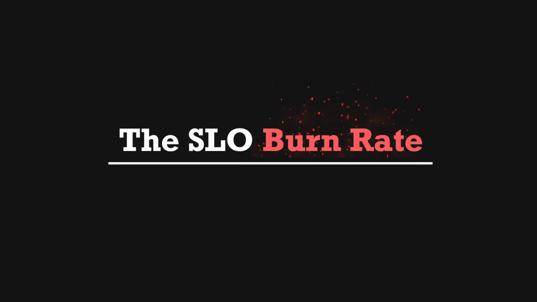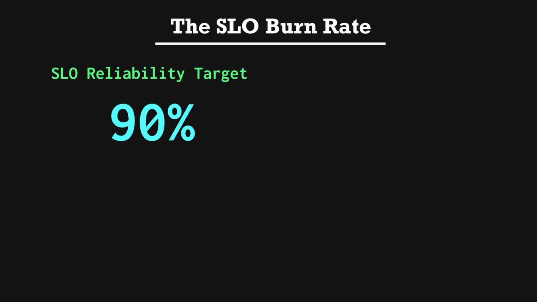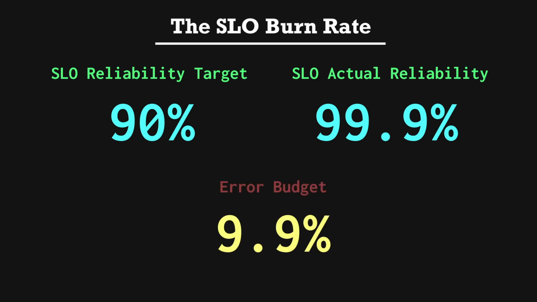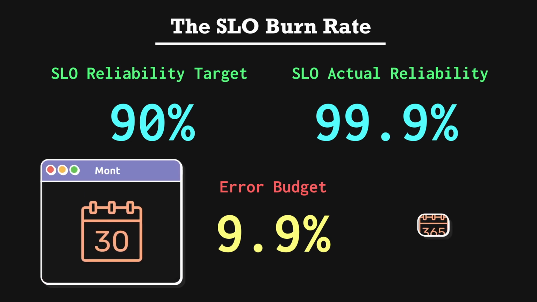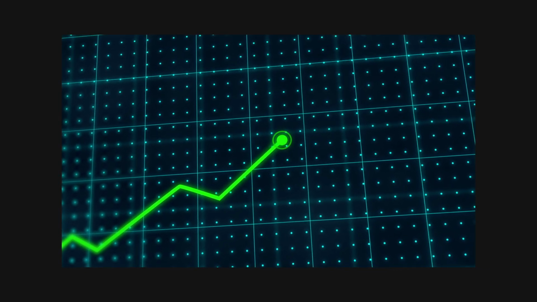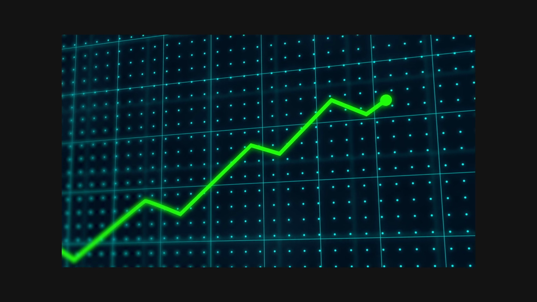A concept that we haven't yet covered is the SLO burn rate. Imagine we set a target of 90% reliability for an SLO, but we actually achieve 99.9%. That means we have a large remaining quote-unquote error budget for the current month or the current year, and we might be able to use this excess budget to implement some kind of nice-to-have change. If we're actually failing to meet our reliability targets, we shouldn't do anything except improve reliability. But if we're outperforming against reliability targets, this is the time to take on that ambitious new feature, refactoring, or some other kind of optimization.